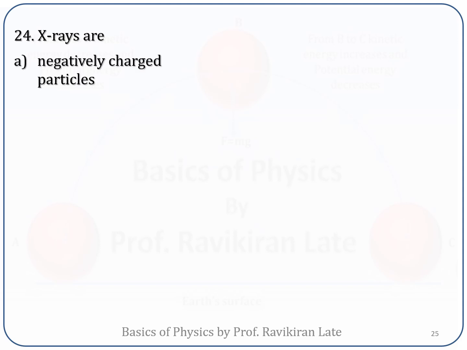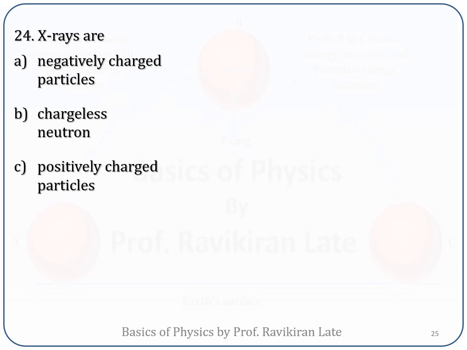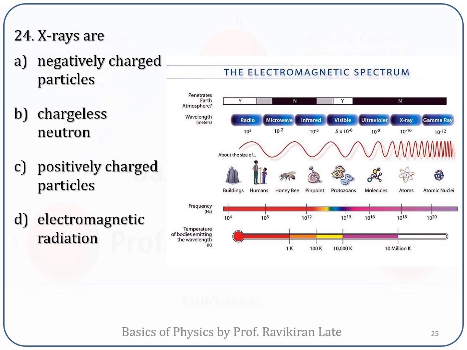Next question: X-rays are option A, negatively charged particles, option B, chargeless particles, neutrons, option C, positively charged particles, option D, electromagnetic radiation. All of us know that in our electromagnetic spectrum we had seen X-rays are electromagnetic radiations, which are emitted due to the transition between the core and outermost electrons. So the correct answer for this question is that X-rays are electromagnetic radiation. So the answer is option D.